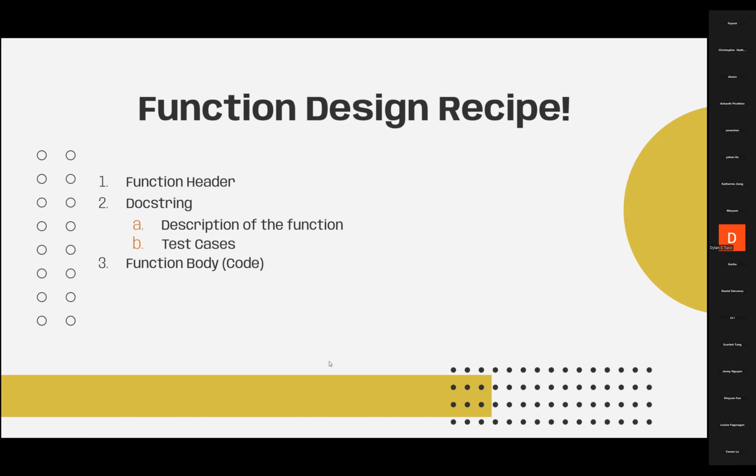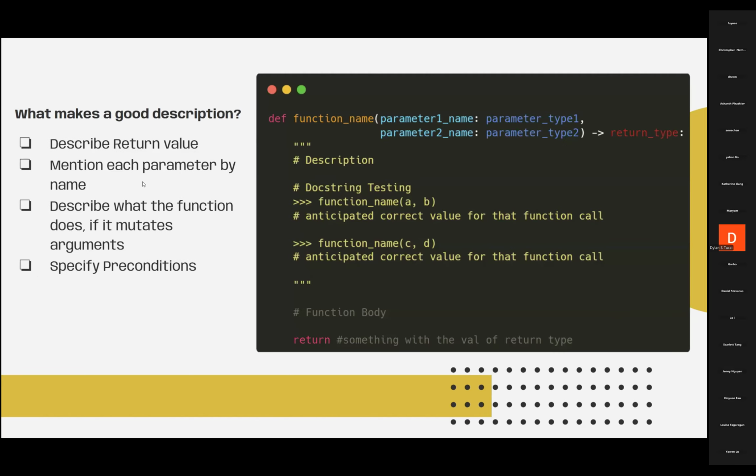And afterwards, obviously, is the actual code of the function itself, which is the function body. That body of code will execute what you told the function to do in your docstring, right? You want the docstring to accurately reflect the actual code you've written. So let's go through a couple examples of that.